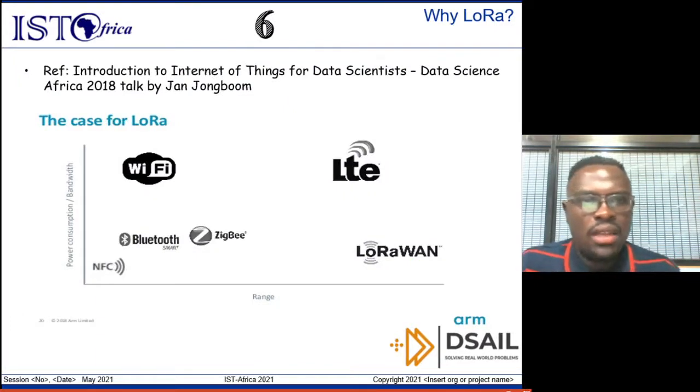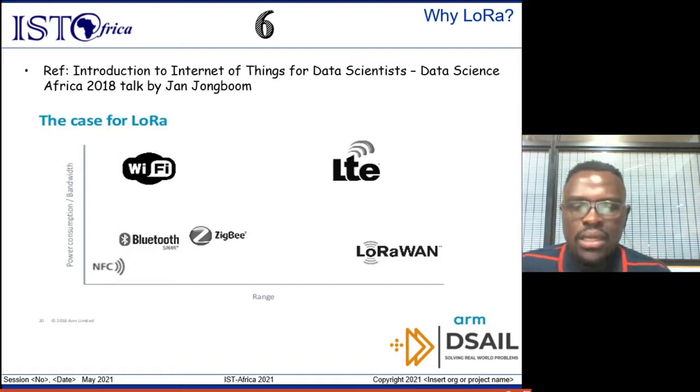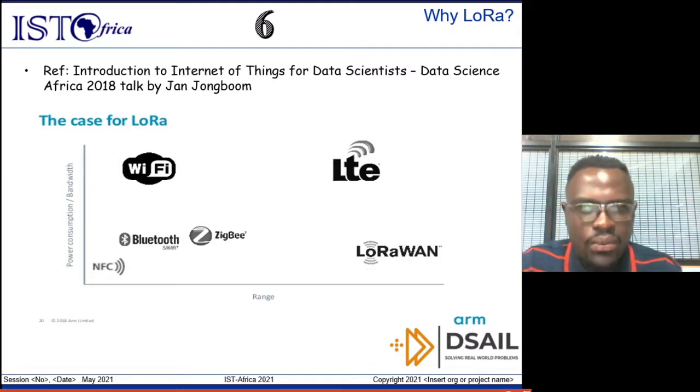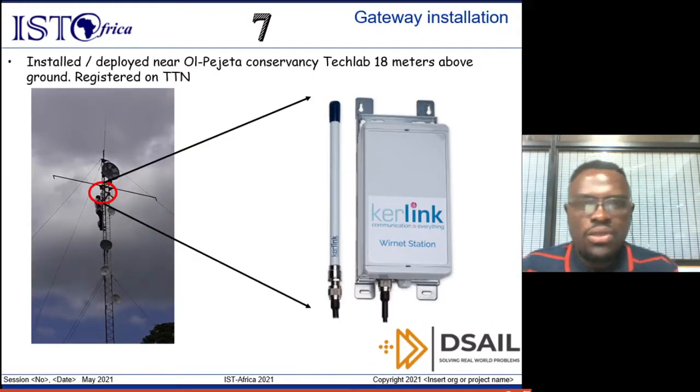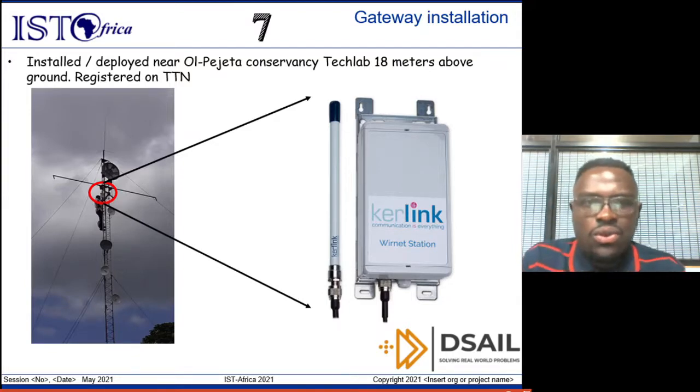On my 6th slide here, you can see the reason why we chose LoRa, the long range wide area network, is because of low power consumption and a wide area of communication. Those were the two main factors that we considered. Moving on, you can see we deployed our gateway around 18 meters above ground, and we were able to get that 8-kilometer operation radius, and that was good enough.